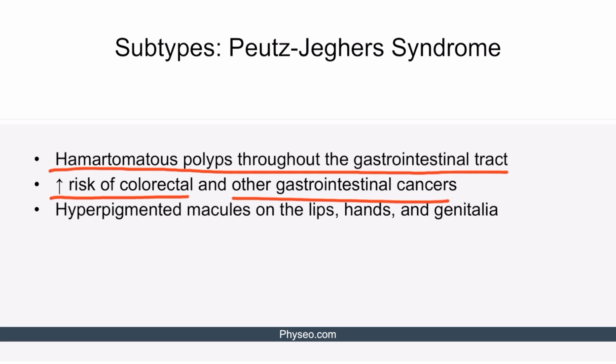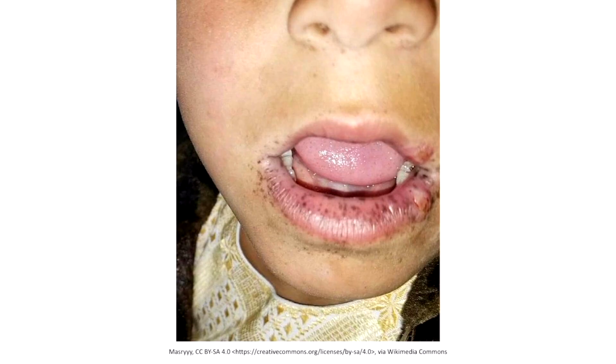Now, in addition, these patients have hyperpigmented macules on the lips, the hands, and the genitalia, and those are another good clue in the diagnosis of Peutz-Jeghers syndrome. So let's take a look at an image of a patient diagnosed with Peutz-Jeghers syndrome. And we can notice the hyperpigmented macules on the lips, which is strongly associated with this condition.